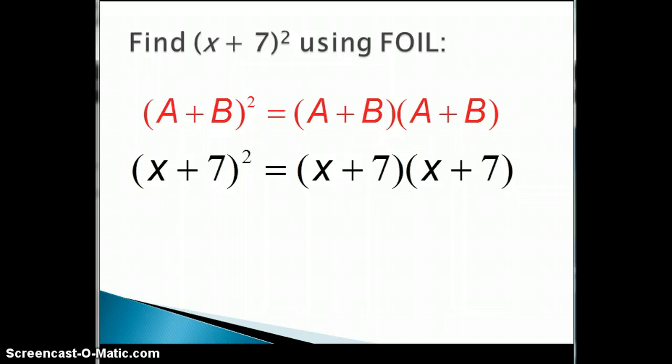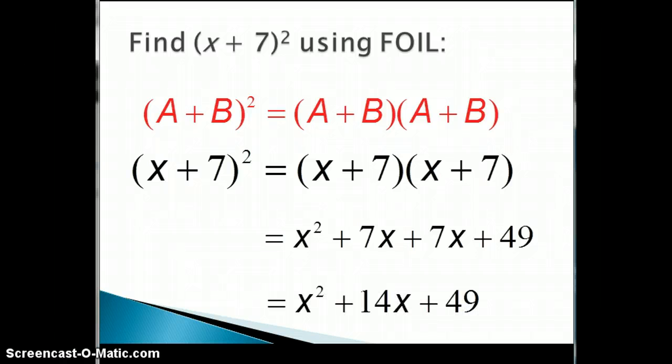So now if we FOIL this out, we're going to have x times x for the first term, so that's x squared. Then on the outside we have x times positive 7, which is positive 7x for the second term. Then we have the inside terms multiplied together, which would be positive 7 times x, which gives us plus 7x. And then our last term of FOIL would be 7 times 7, which would be 49.